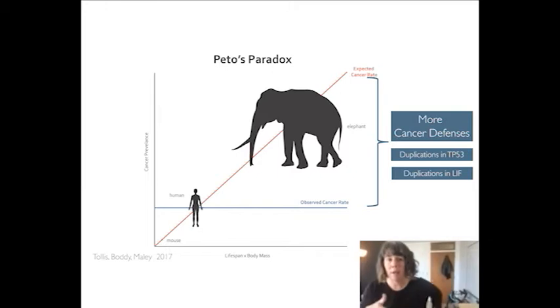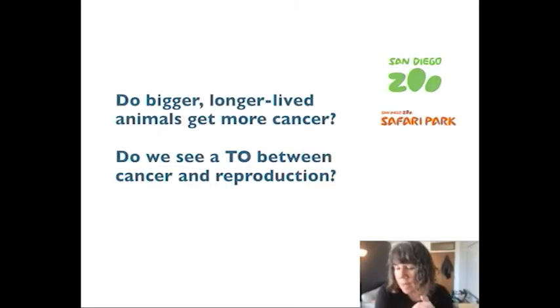But we still haven't gotten to the data. Do they get cancer? Do bigger and longer lived animals get more cancer? And then the second question I wanted to ask was, do we see trade-offs between cancer and reproduction? So what we did is we contacted colleagues at the San Diego Zoo and the San Diego Safari Park and started working with them on their cancer or their pathology records.